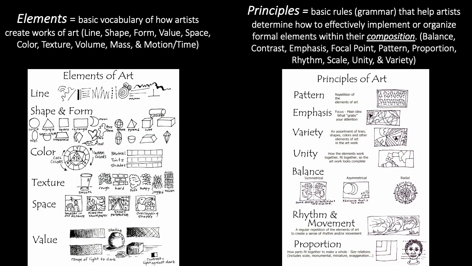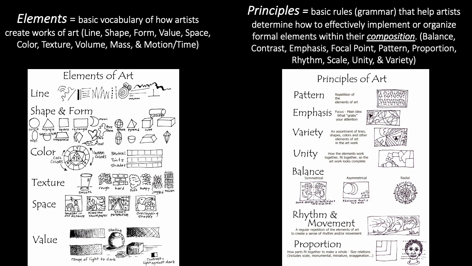So once more, art is a form of visual language. And so just like a verbal language is communicated through vocabulary and grammar, visual artists rely on visual vocabulary and rules, which are sort of similar to grammar, to create their compositions or their works of art. And so we call these vocab and grammar the elements and principles of art.